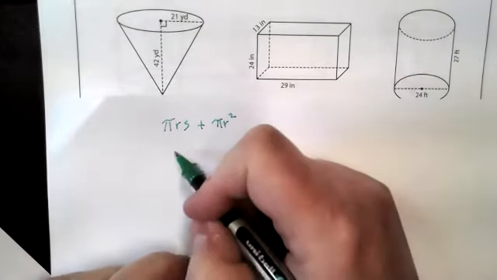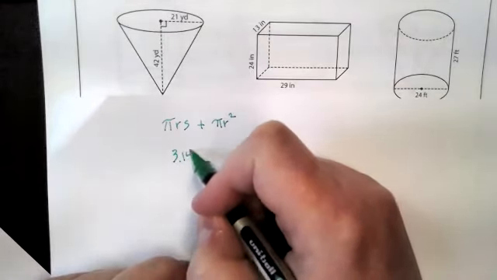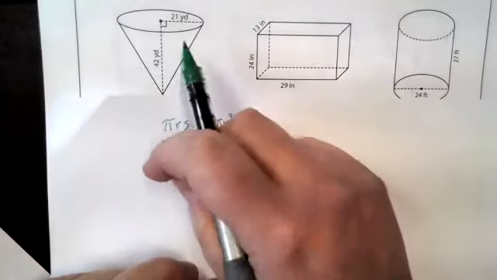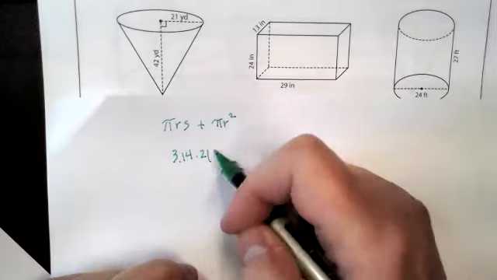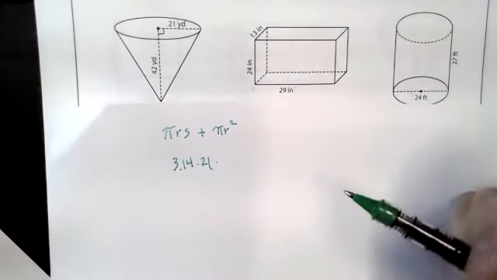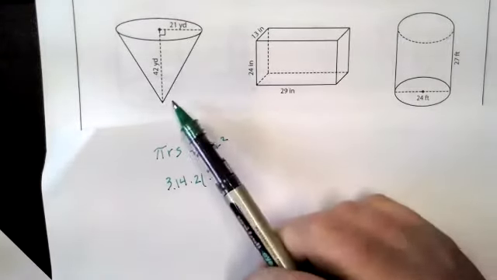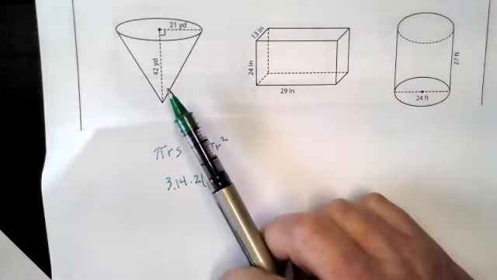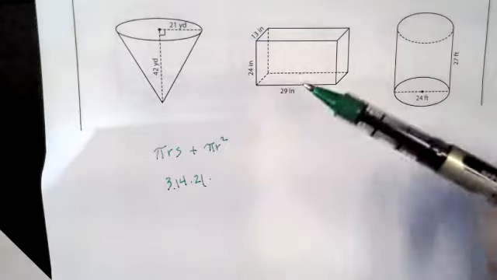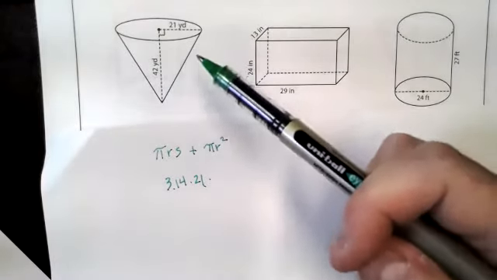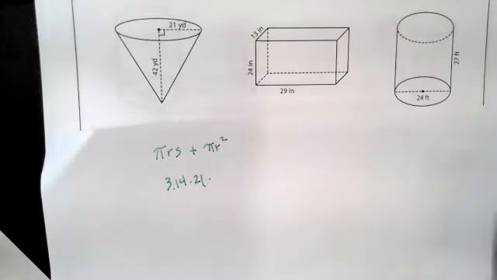So we're going to type in 3.14 for pi times 21, which is the radius. But here's where we run into an issue. What is the length of the side? 42 is the height. It is not the length of the side. And when you look at this, there's the triangle. You have an extra step. You have to use the Pythagorean theorem to figure this one out.